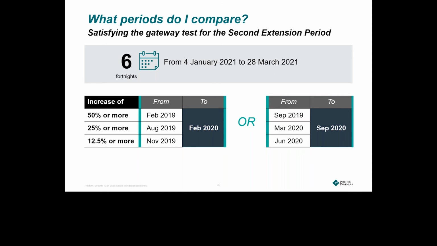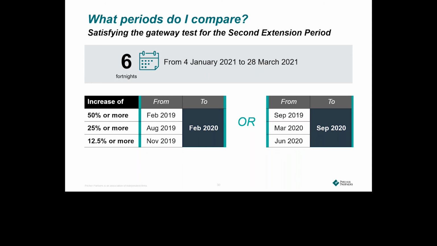Likewise, there are 6 possible ways to satisfy the gateway test for the second extension period. So again, testing against the December 2020 quarter, you have the option of locking in that 1st of March 2020 date if you prefer. And the comparison points that you could use are in front of you on the screen. Now, just a reminder, this is what you need to meet in order to show that you qualify for the alternative test. It's not the actual test.